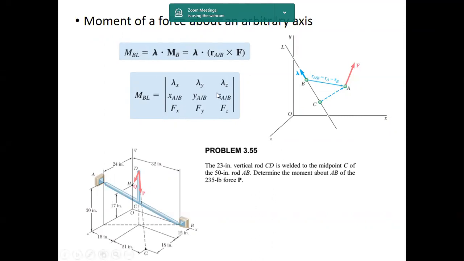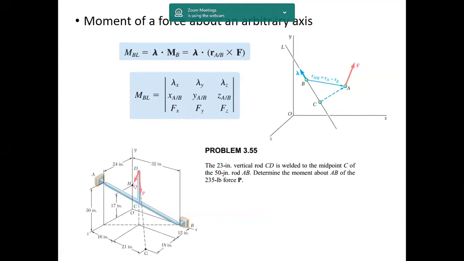So this triple product could be written as a determinant of these three sets of components. In the first row, lambda component, second row, R component, and the third row, the force component. As usual, you can always use the algebraic equations to write these, or you can use these determinants. There's no difference. You can do both in your exam.